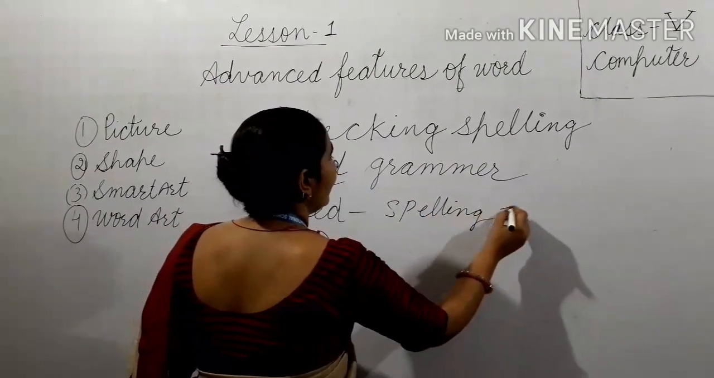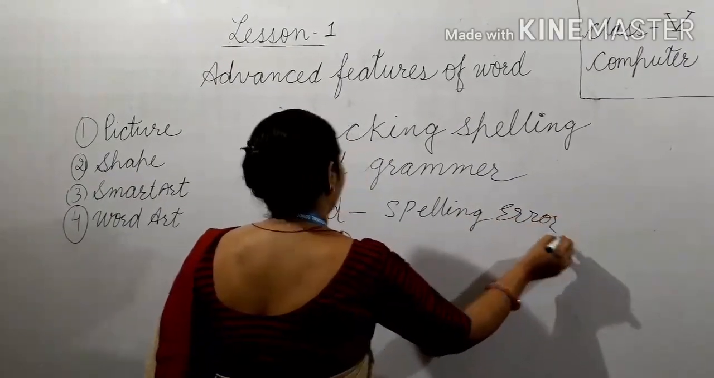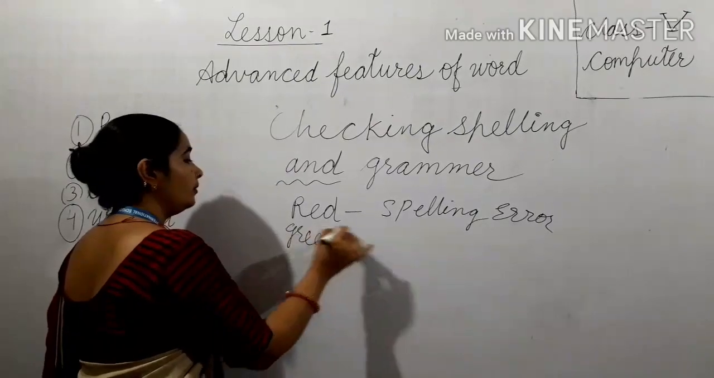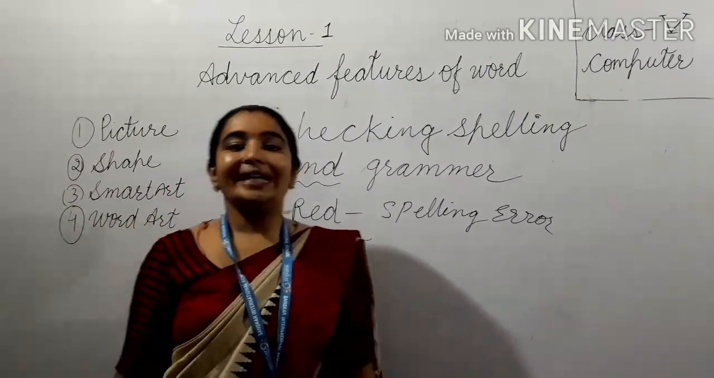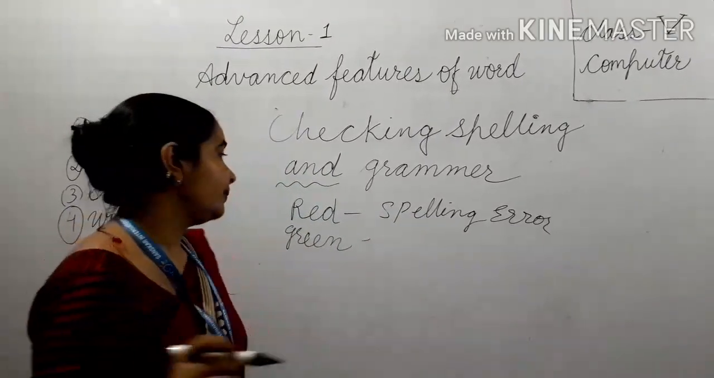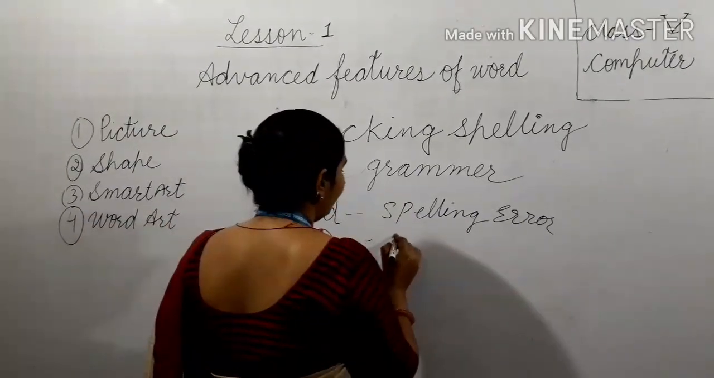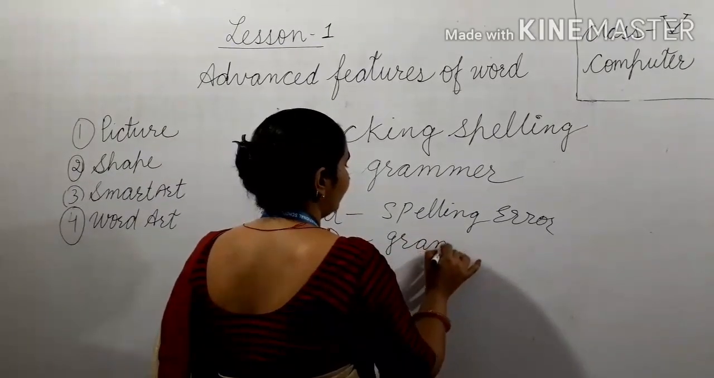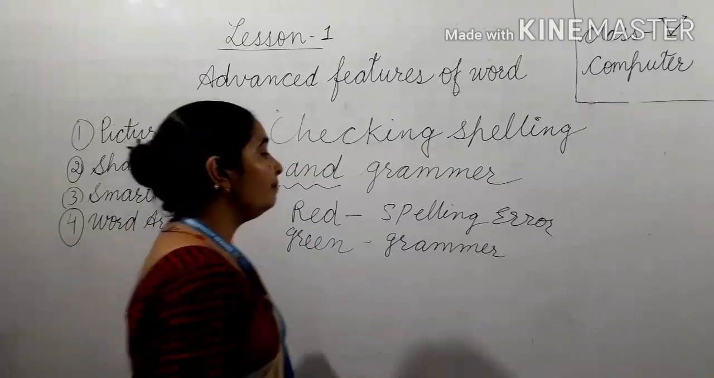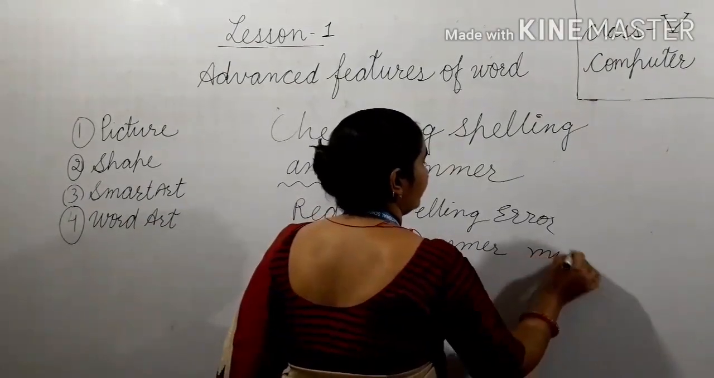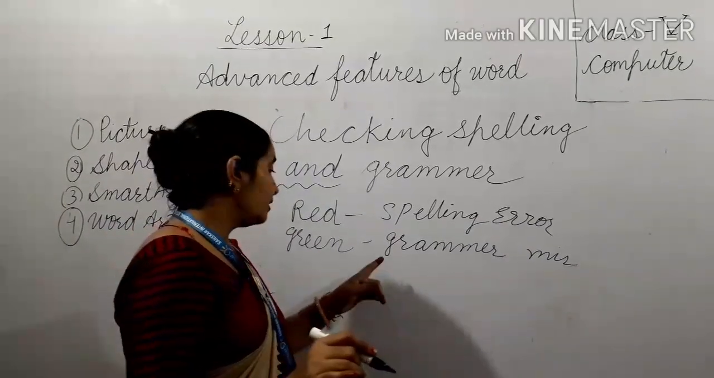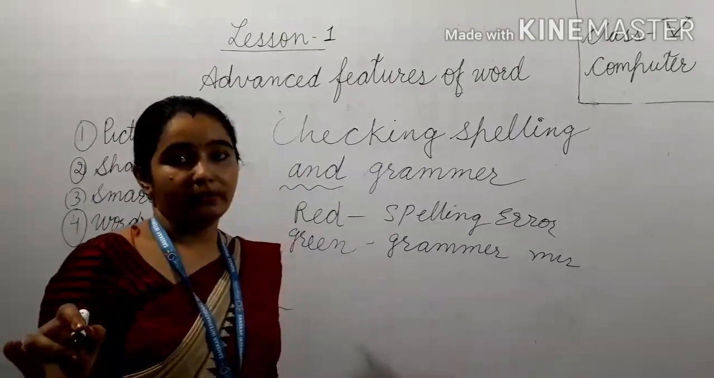यानी कि आपकी स्पेलिंग में कुछ मिस्टेक है. Number 2, green line. What the green line shows? Green wavy line shows that grammatical error. यानी यहाँ पे कुछ जो आपने डॉक्यूमेंट लिखा है उसमें according to grammar some mistake was there. Grammatical mistake. Grammatical mistake can be anything, even it can be a capital or small letter also.